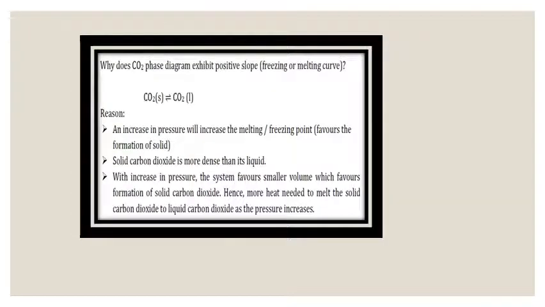Why does CO2 phase diagram exhibit positive slope? So soalan ini selalu ditanya, kenapa CO2 punya melting line tersebut slanted ke arah kanan? So reason dia, an increase in pressure will increase the melting ataupun freezing point. It means it favor the formation of the solid. So solid carbon dioxide is more dense than its liquid. With increase in pressure, the system favors smaller volume which favor formation of solid carbon dioxide. Hence, more heat needed to melt the solid carbon dioxide to liquid carbon dioxide as the pressure increases. So this is the reason kenapa CO2 phase diagram exhibit positive slope.